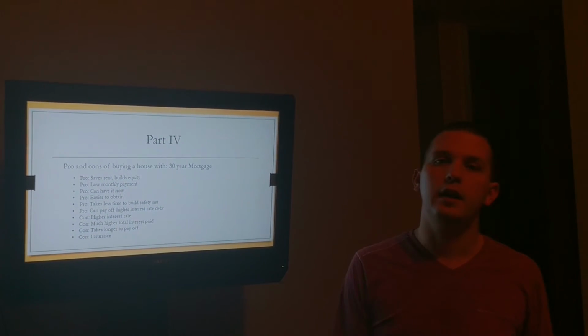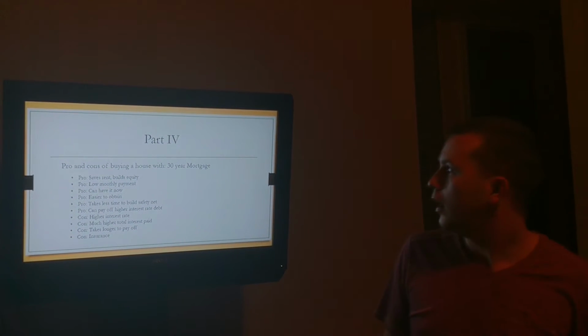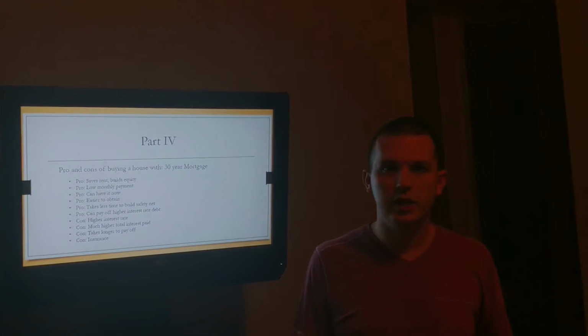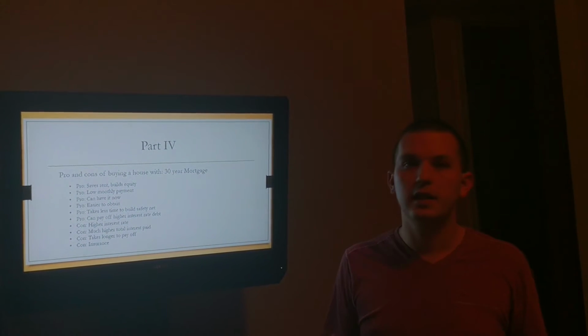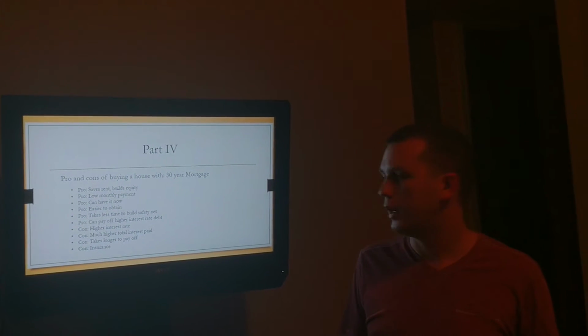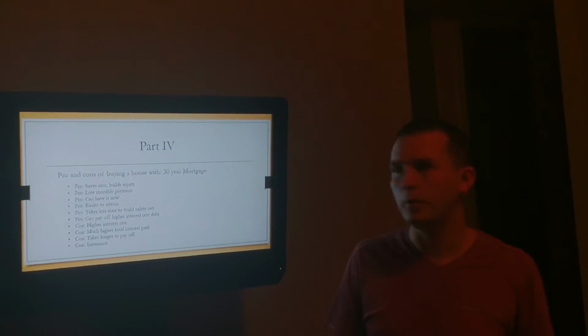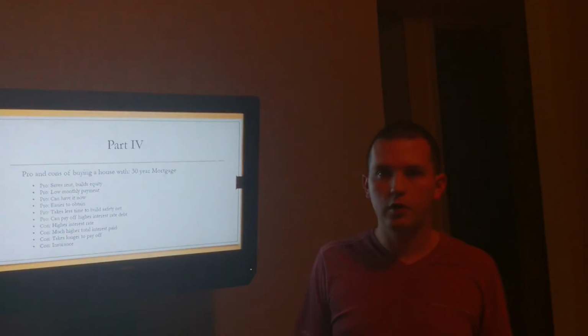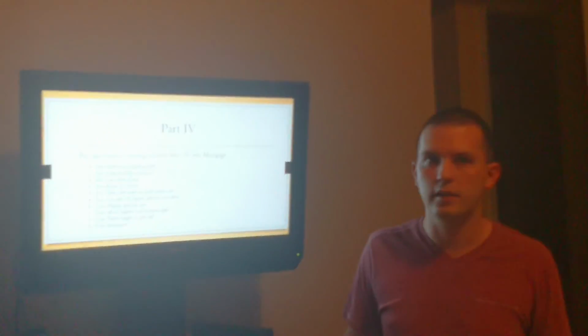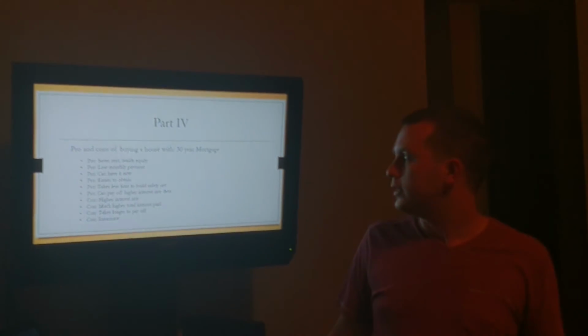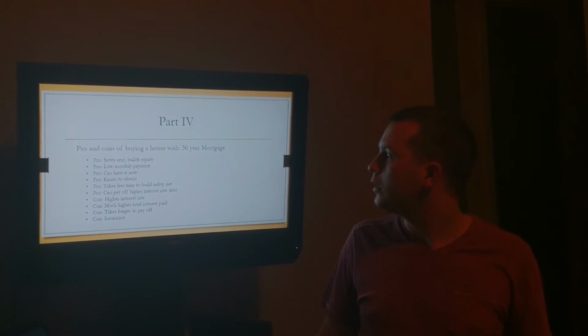Pros and cons of buying a house with a 30-year mortgage. Pros, it saves rent and builds equity, just like the 15-year mortgage. Another pro is that it's got a low monthly payment compared to the 15-year mortgage. Another pro, like the 15-year, I can have it now. I can buy a house now and not save for decades to buy a house.